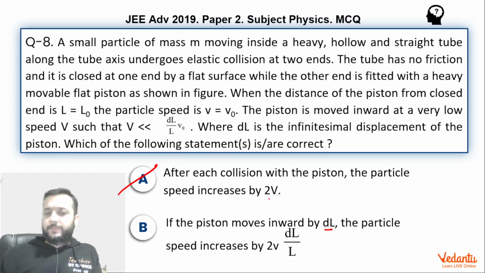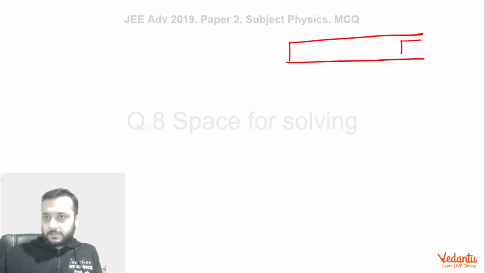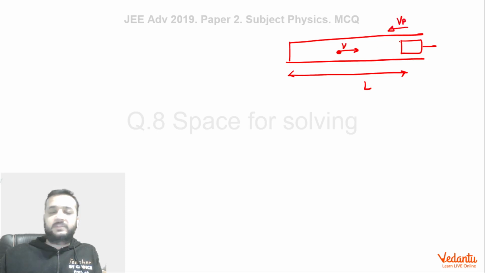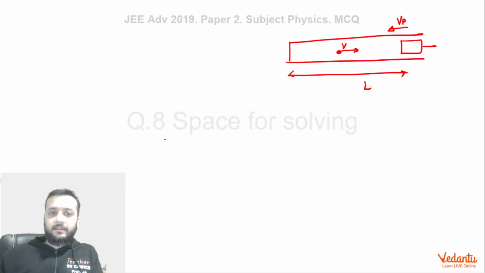Now, if the piston moves, let's check some other options. If I draw the figure, let's say this is the piston for the time being, and this distance is L at the moment, and this particle is moving at a speed v, and the piston is moving at a speed vp, which is very small. Now, if you remember, there was one condition given in the question: vp, which is much less than dl by l into v naught. V naught is the original speed of the particle.